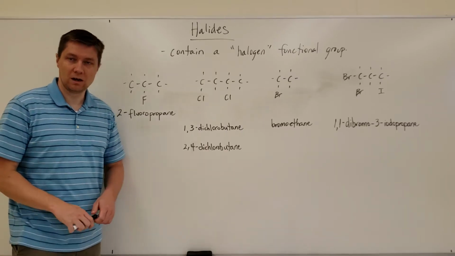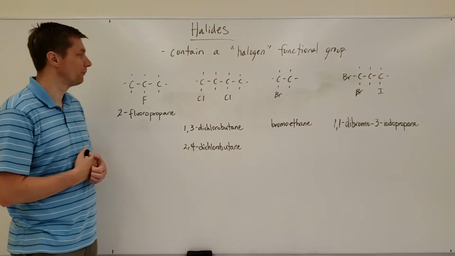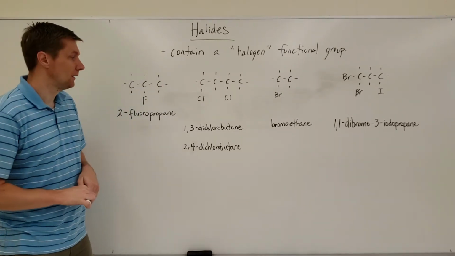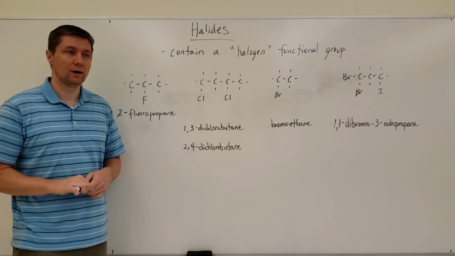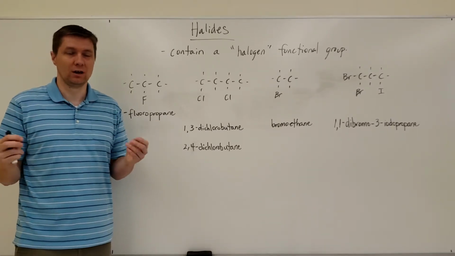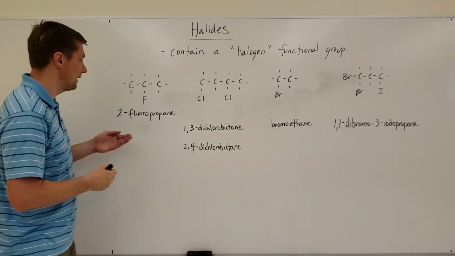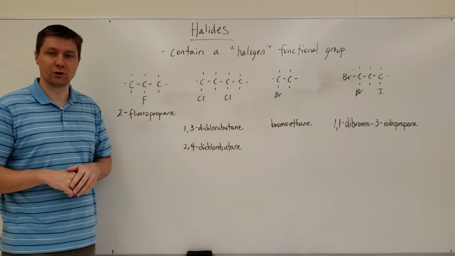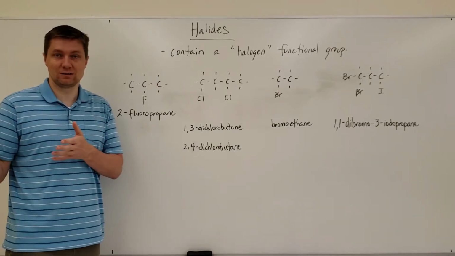Okay, so let's take a look at some naming of halogens or halides that contain a halogen functional group. As you can see here, I've got some examples on the board, just some basic organic molecules. The naming is really similar to that of regular alkanes. We're really treating the halogen functional group as just a branch, and they follow the exact same rules as alkyl branches do. So when I name this compound, I'm going to number the parent chain so that the halogen functional groups receive the lowest number possible.